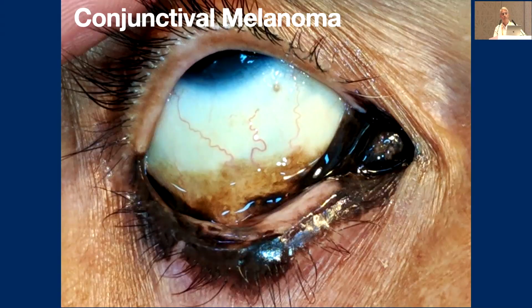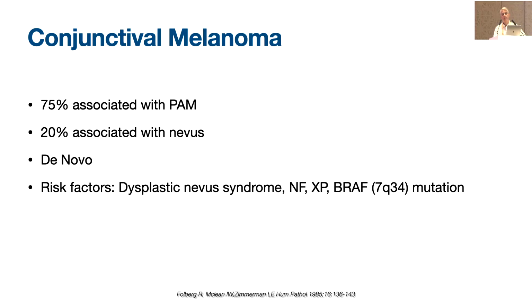So I can show you many examples, but what is important here to understand is that most of these cases of melanoma, as far as I have seen in my last so many years, they have all arisen from PAM. Very rarely they can arise from nevus, and extremely rarely that they arise without any primary predisposing risk factor.